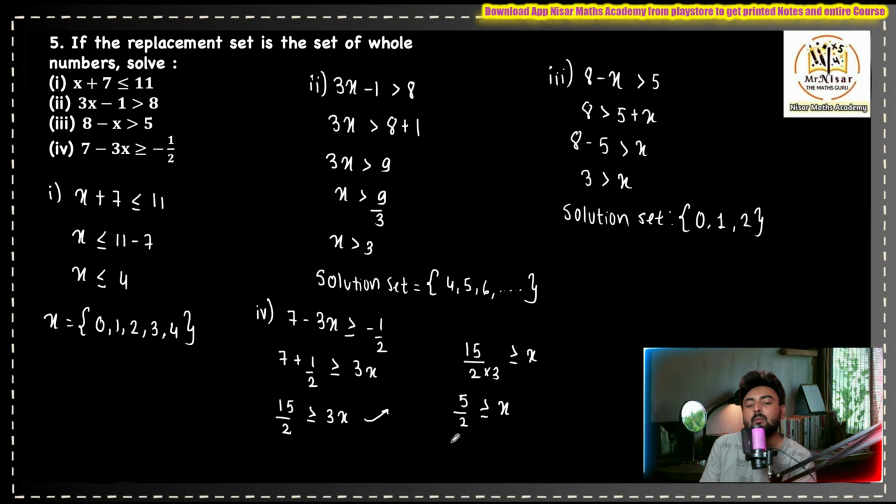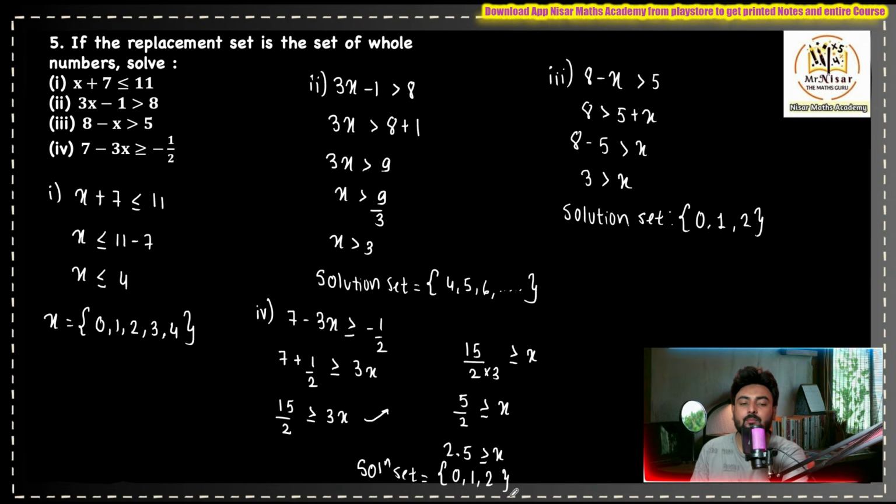So can I say that 5 by 2 means it's 2.5? So x is smaller than 2.5. So the solution set will be the values which are less than 2.5. See this, we have the whole numbers, so start from 0, then 1 will also come and 2 will also come because the values are less than 2.5. Can 3 come in this? No. So we have the answer as 0, 1, 2. It was a very easy question.